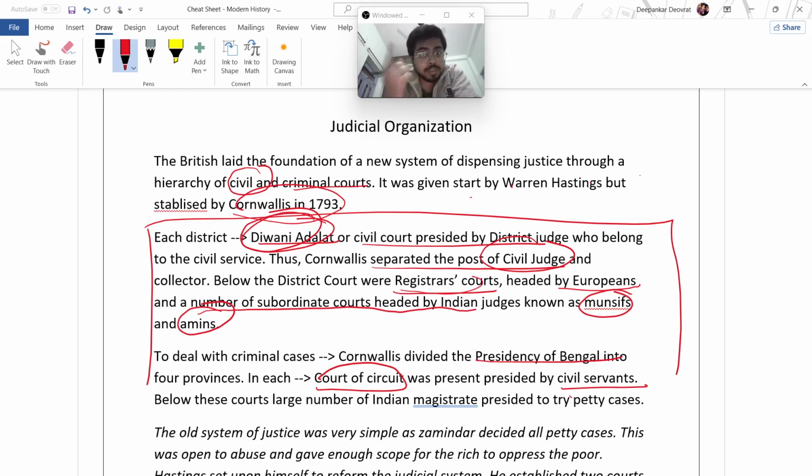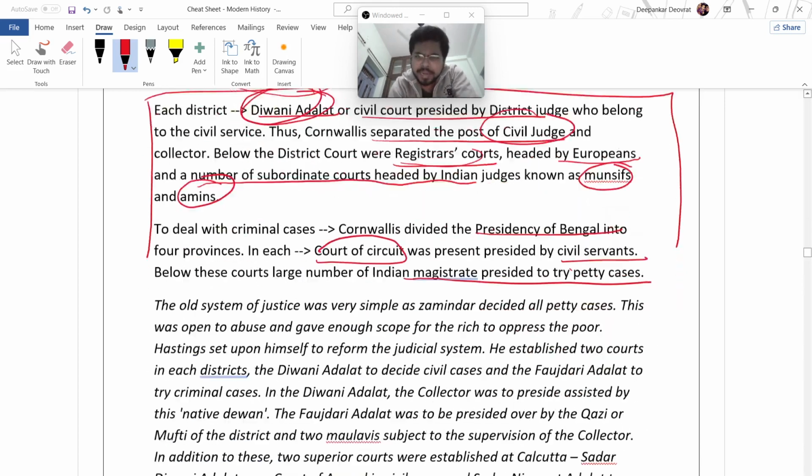Civil services was the first pillar, though I don't know whether it was the first pillar only. There were three pillars introduced: civil services, army, and the police. Among that, civil service was one of the pillars introduced by Cornwallis. Below these courts, a large number of Indian magistrates presided to try petty cases.